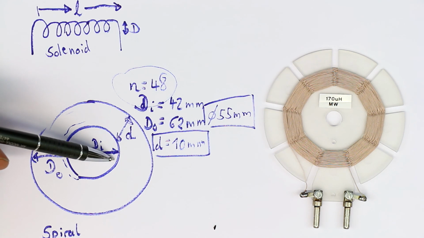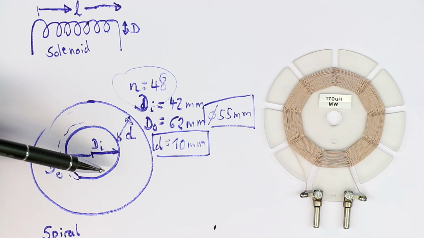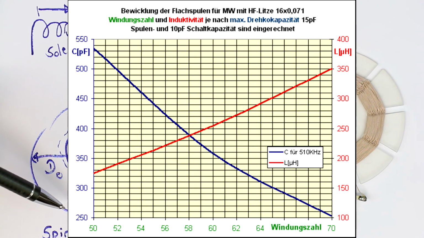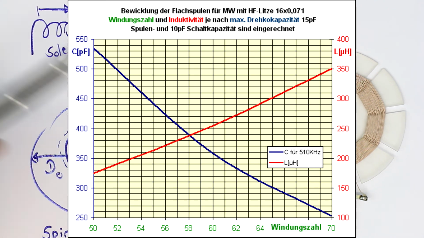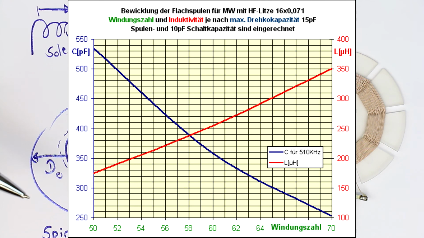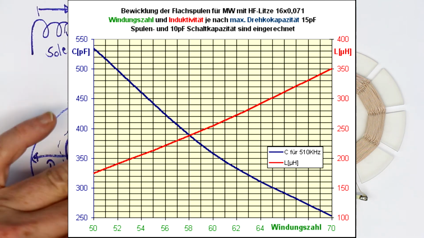There are of course exact formulas for spiral wound coils, but they are not implemented in the spreadsheet. Perhaps I can find them somewhere and make an extra spreadsheet. Anyway, there are some graphs. I'll give you the link to the graphs where you can better determine the number of turns for a given winding template like this one, just to have a better starting value than guessing around.